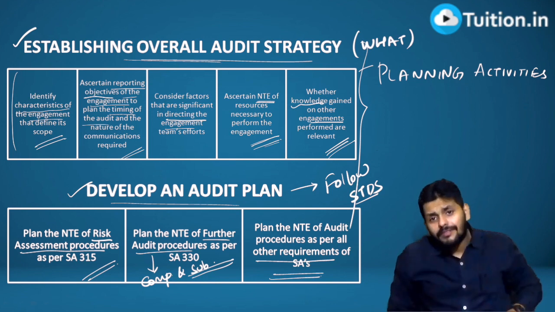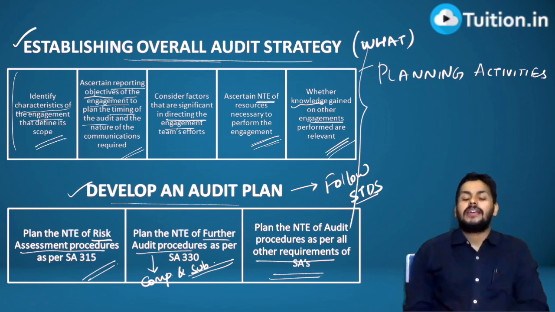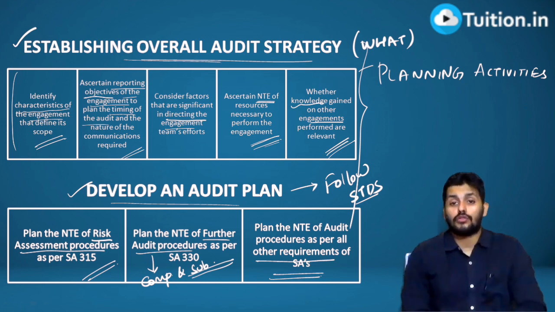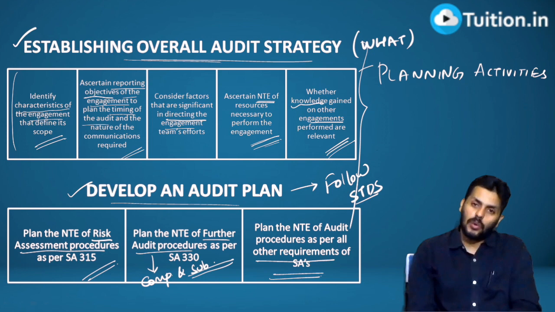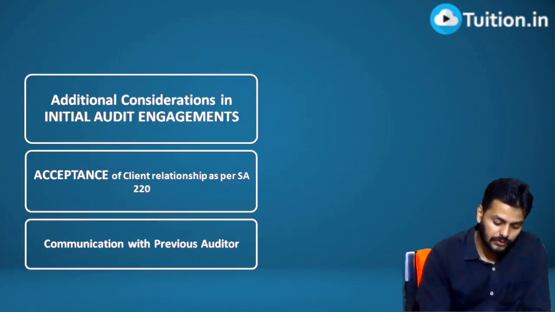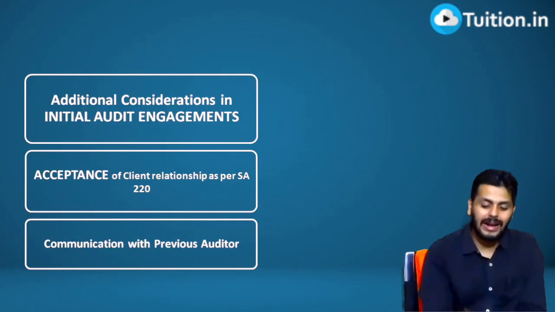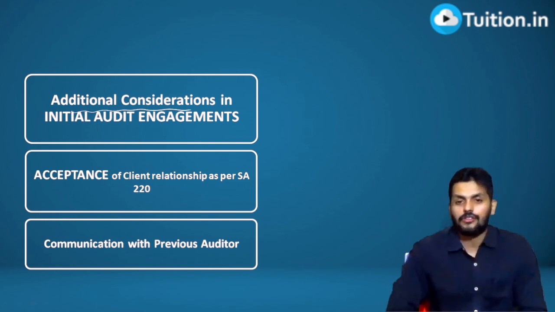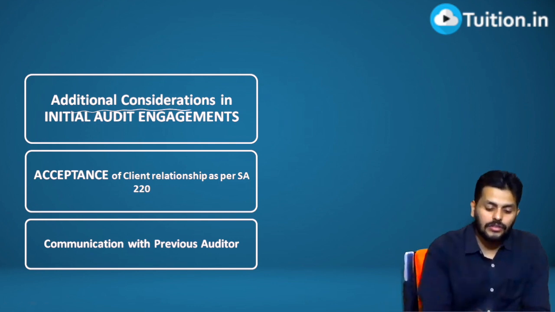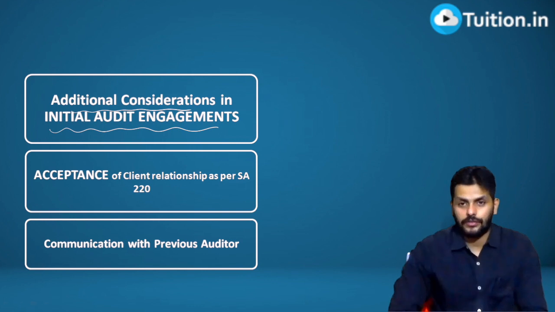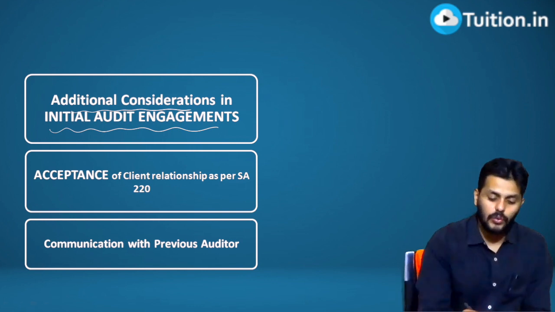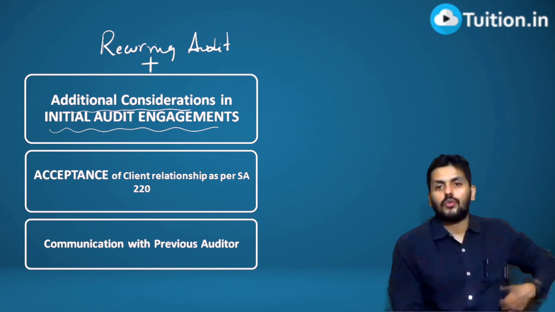You will do all of this again in an initial audit. In initial audit, apart from doing all of this, that is in addition to what you have done here, an extra step. What is that? This is called additional considerations. Additional considerations in your initial engagements. So when you take up the initial engagement, you will do everything of what you did in recurring audit, plus these two additional considerations.